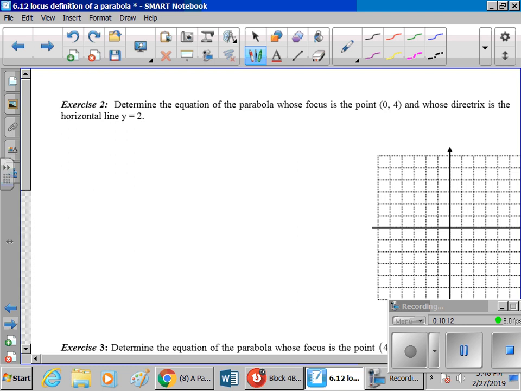Exercise 2 says determine the equation of the parabola whose focus is (0, 4) and the directrix is the line y equals 2.